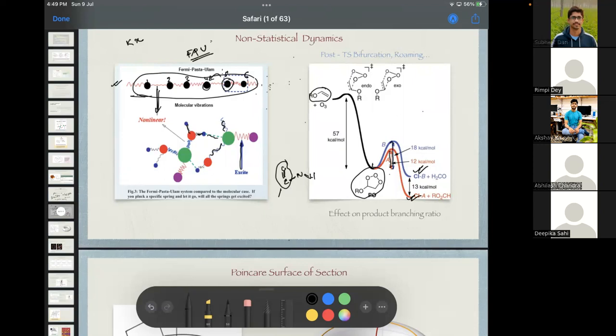Now here, what is the origin of non-statisticality? Sometimes it can happen that in the intermediate, when the reactant molecules are forming a complex and forming the intermediate, when these two reactant molecules are colliding and forming a particular complex, let's say an endo complex or exo complex at the transition state.